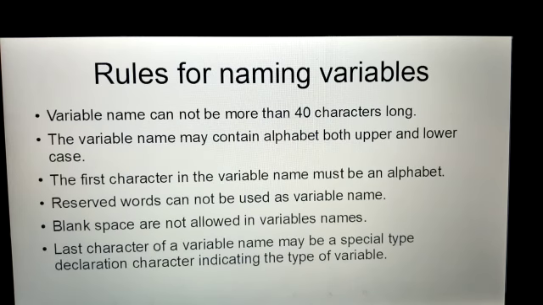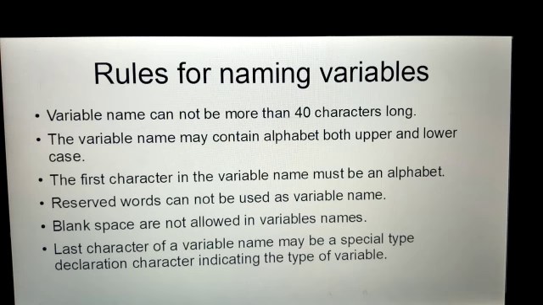The next topic is rules for naming variables. What are the rules when you assign the name of a variable? In GW BASIC, every variable used in the program must have a name. The name of a variable is used for further reference to it. The value of the variable is accessed by its name.